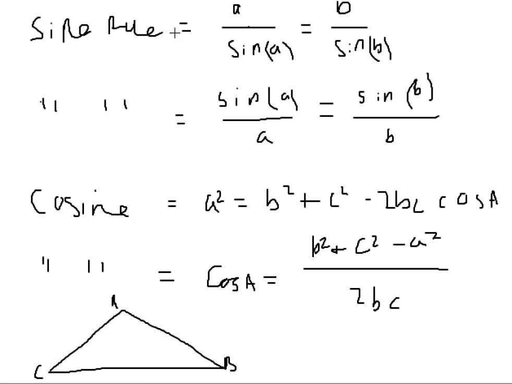Okay, so the top rule is a, the length, divided by sine A, the angle, equals b, the length, divided by sine B, the angle. This can also be arranged to sine A over a equals sine B over b. The cosine rule is a squared equals b squared plus c squared minus 2bc cos A. And the inverse of this is cos A equals b squared plus c squared minus a squared over 2bc.